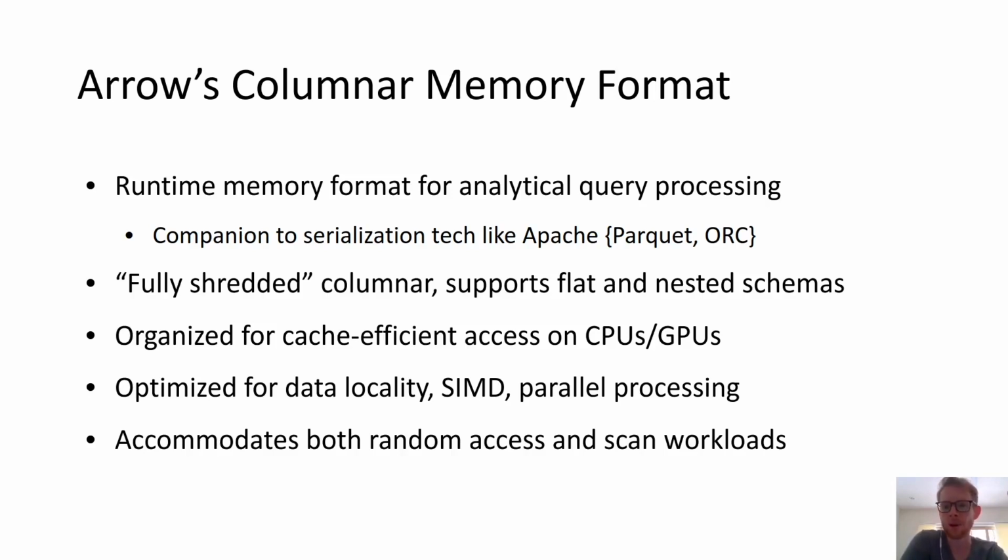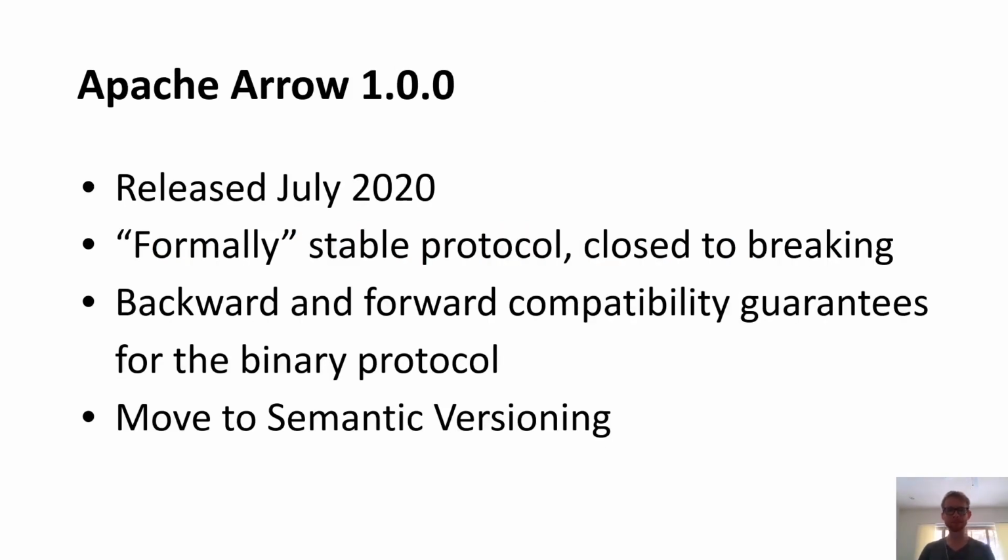We wanted to have a columnar format that works well for both flat and nested data, that supports both random access and scan-based workloads very well. Often databases are doing mostly scan-based workloads, but in data science you see a lot of random access-based workloads. It needs to be efficient for processing on modern CPUs and GPUs, and be a good data structure for using hardware acceleration techniques like SIMD.